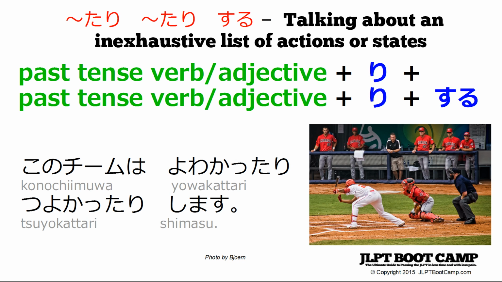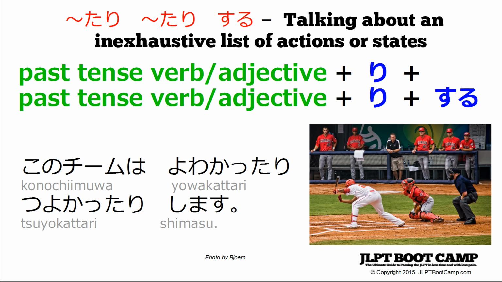And just to give you an example with an adjective, you could say, "Kono chimu wa yowakatari tsuyokatari shimasu." So this team, kono is this, chimu is team, some kind of sports team, baseball team. Wa is marking the topic. Yowai is weak. You change that to past, the past tense of yowai. It's yowakatta, plus the ri. And then tsuyoi is strong. Change that to past tense, tsuyokatta, tsuyokatari, shimasu.